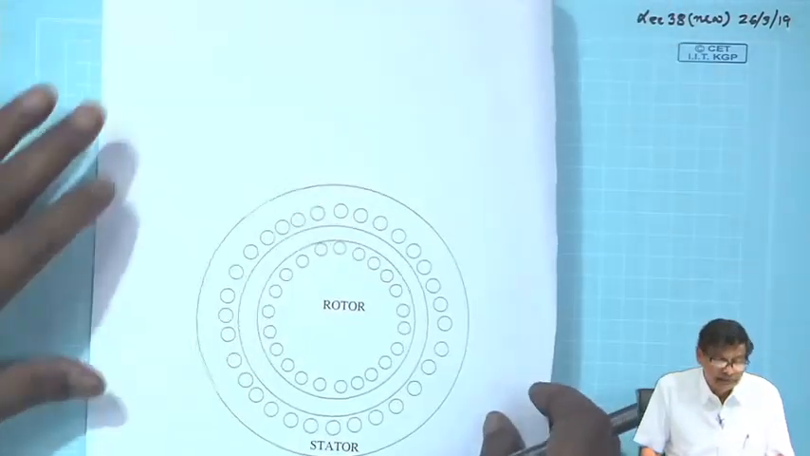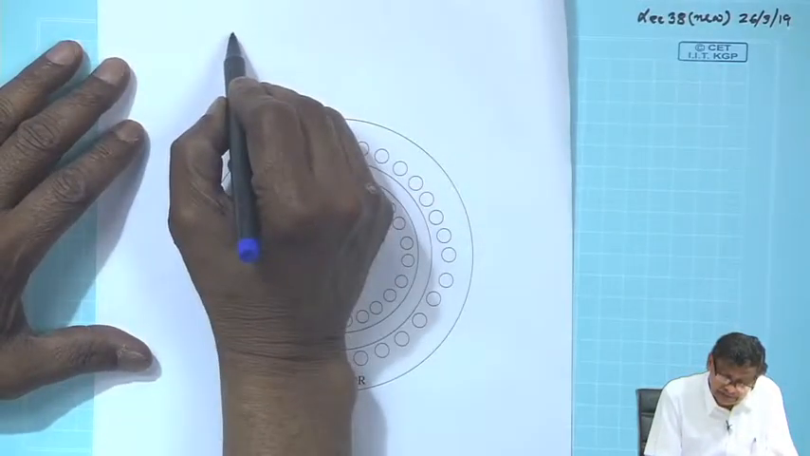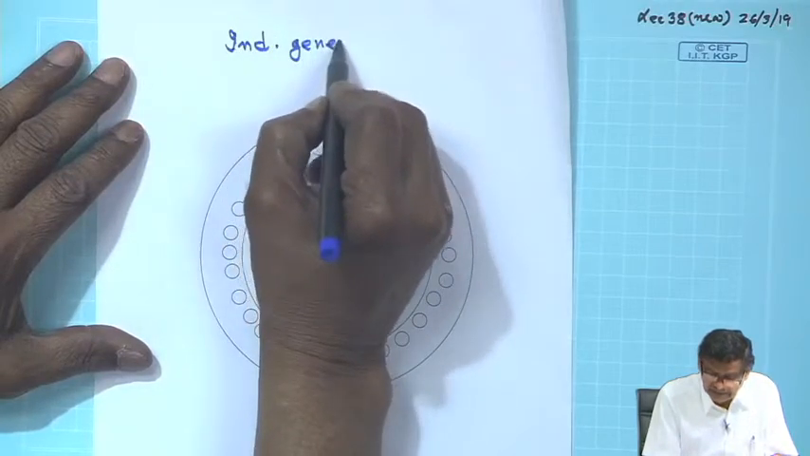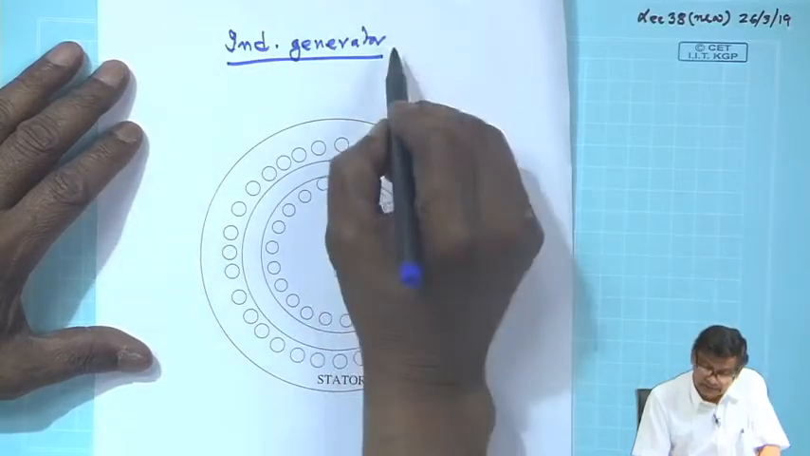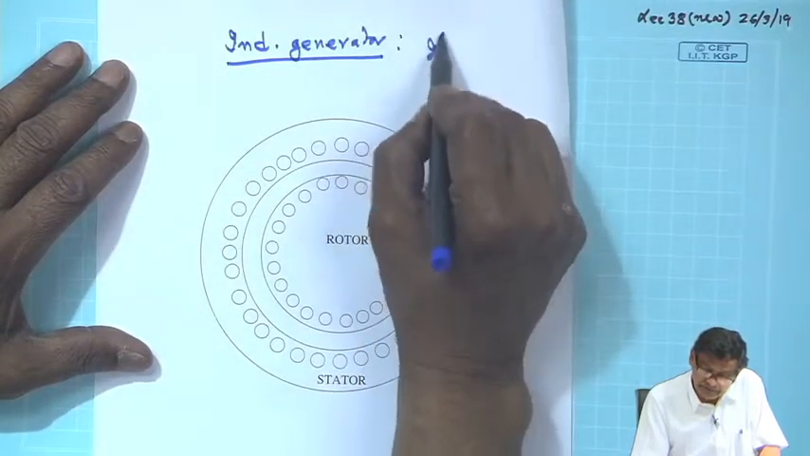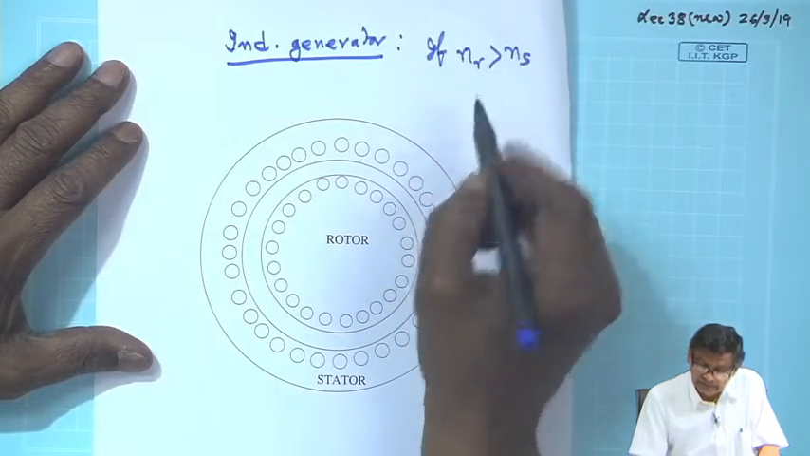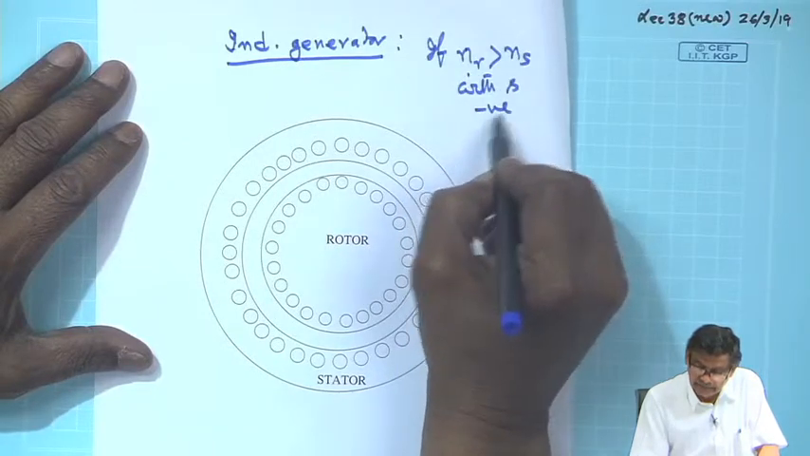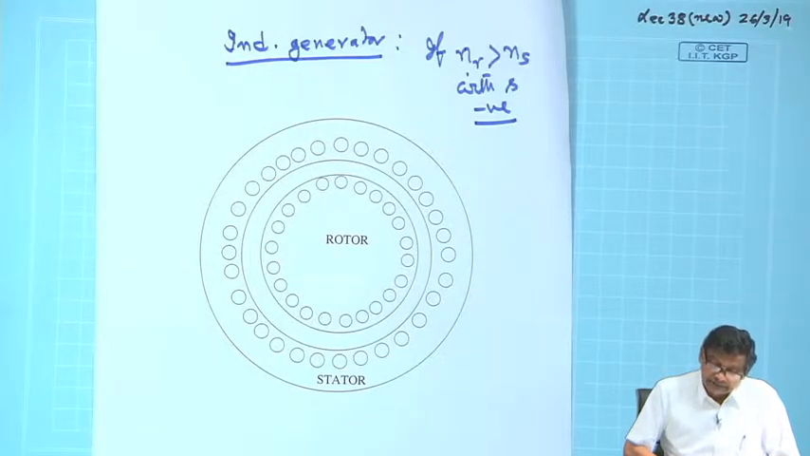For example, in case of generator mode, what will happen? Induction generator. You can study this after I have talked about the induction generator later, but the point is, if n r is greater than n s, with slip S negative, the machine may operate as a generator.